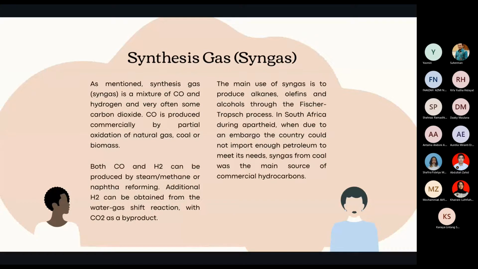The main use of syngas is to produce alkanes, olefins, and alcohols through the Fischer-Tropsch process. In South Africa during the apartheid, when due to an embargo the country could not import enough petroleum to meet its needs, syngas from coal was the main source of commercial hydrocarbons.